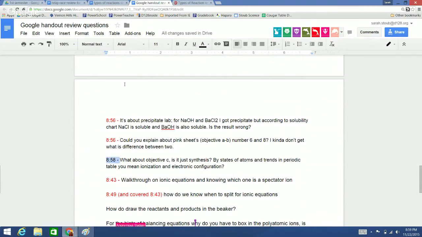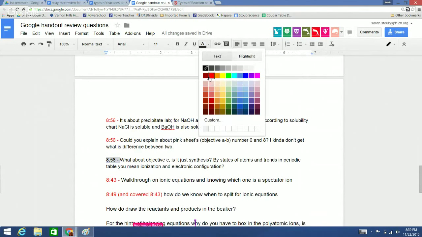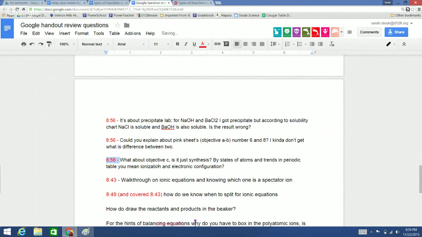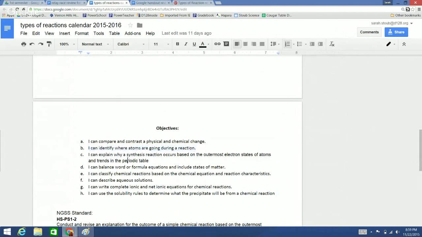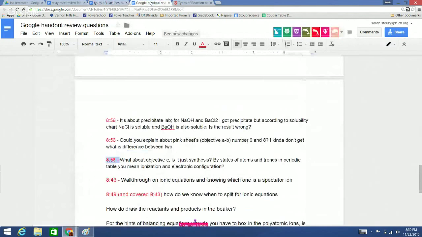What about objective C, is this just synthesis? It doesn't have to be just synthesis. I'm going to ask only synthesis ones. So yes, because I wrote that there. Yes, and the one on the test is synthesis. So yes. And by trends, do you mean ionization energy, electron configuration, and electronegativity also? Yes.